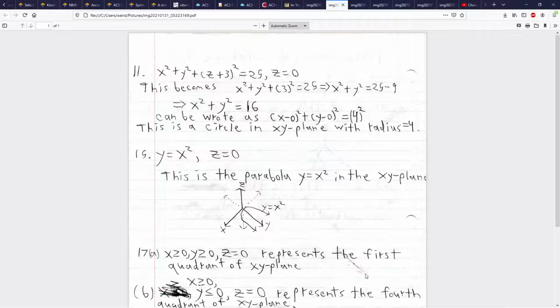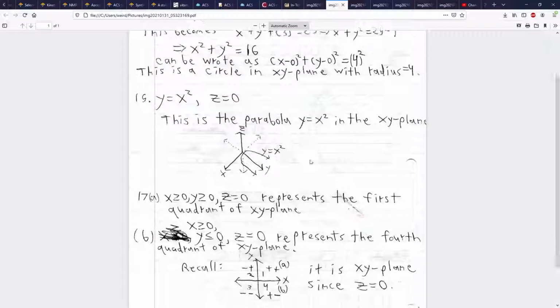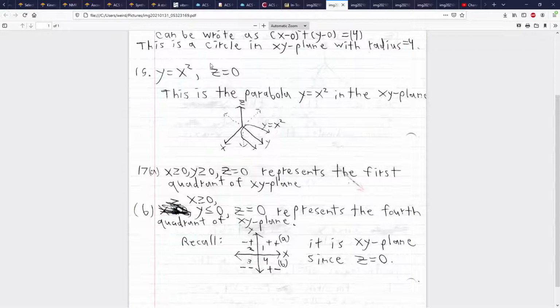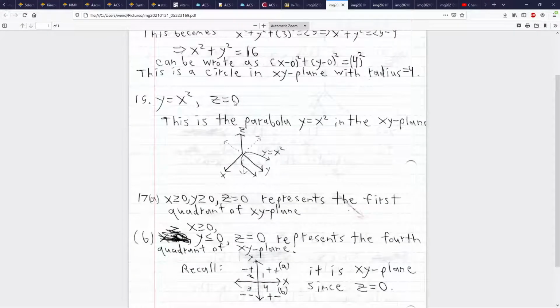I'm doing a little bit more than they might; an acceptable answer might be a little bit simpler, but I'm making sure you understand this radius idea as well as the center. This would be centered at the origin yet again because of 0, 0. Y equals x squared, z equals 0. Yeah, I think it's pretty self-explanatory.